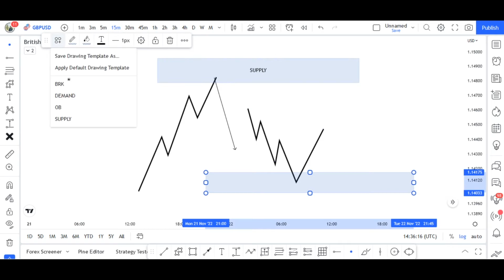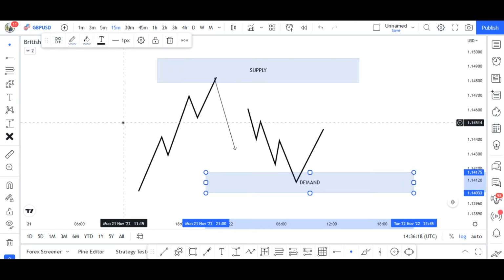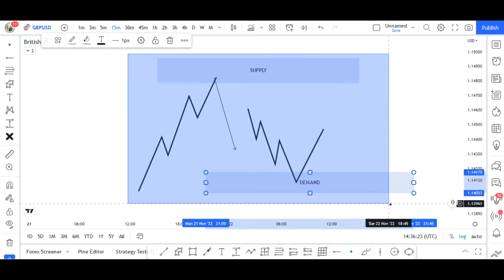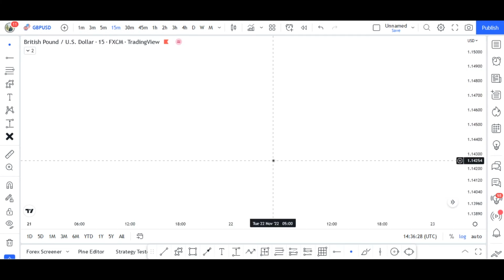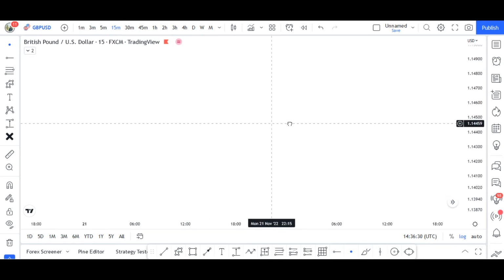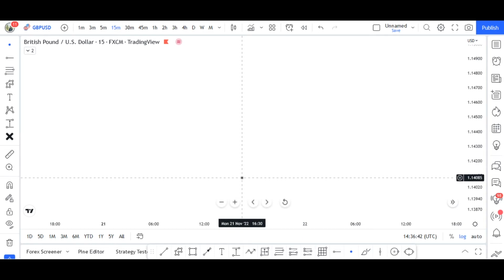So how do you identify supply zones and demand zones in the market? Because without identifying them, we won't know where to buy or to sell. I'm going to give some scenarios of how to identify supply zones and demand zones in the forex market. Now, let's say we have a market moving in a downtrend.